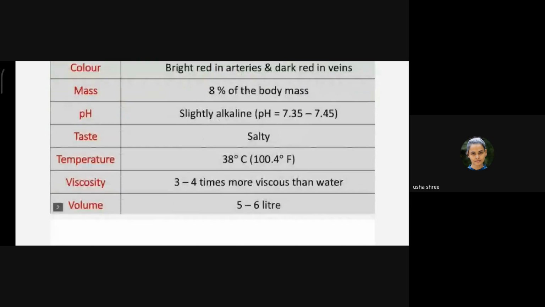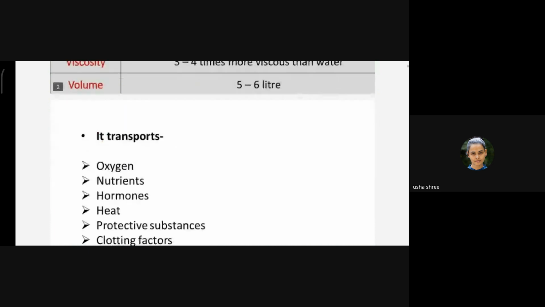Now viscosity: blood is 3 to 4 times more viscous than water. Okay, means it is 3 to 4 times denser than water. And what is the volume? The volume of blood in our body is about 5 to 6 liters. Means approximately everybody contains 5 to 6 liters of blood.